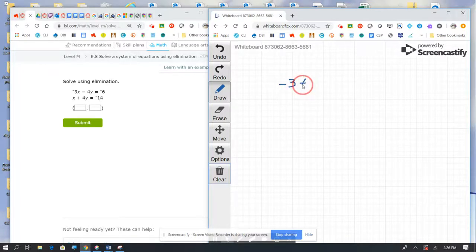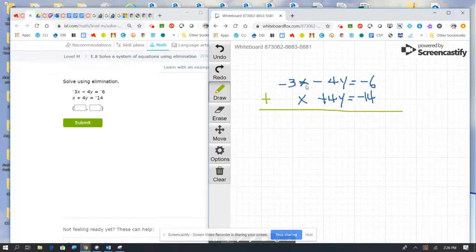Negative 3x minus 4y equals negative 6. And the second equation is x plus 4y equals negative 14. As I'm writing it, I immediately see I can cancel out this variable y, right? Because when we put them together, negative 3 plus 1 is negative 2x. And here is 0, right? Because 4 minus 4. And negative 14 minus 6 is negative 20.